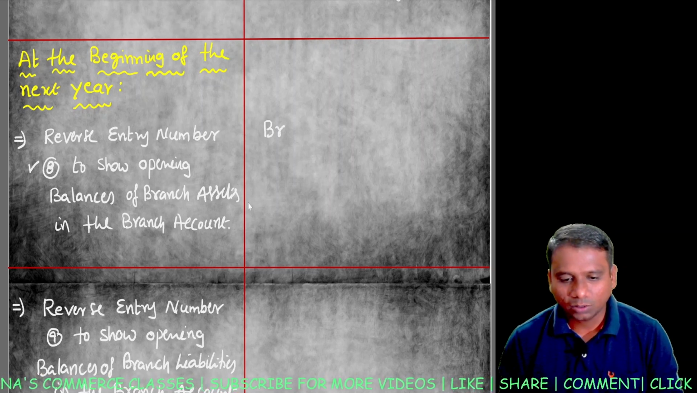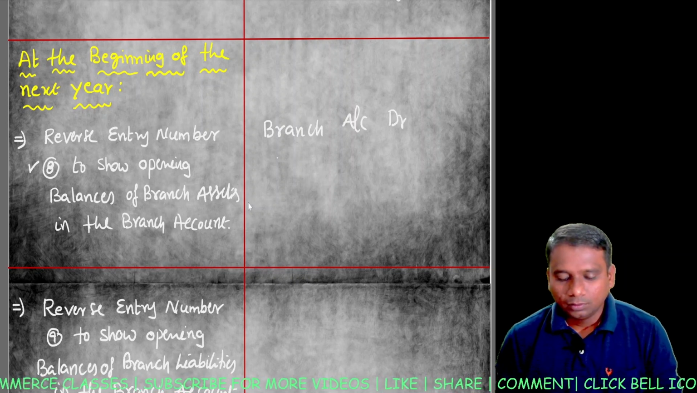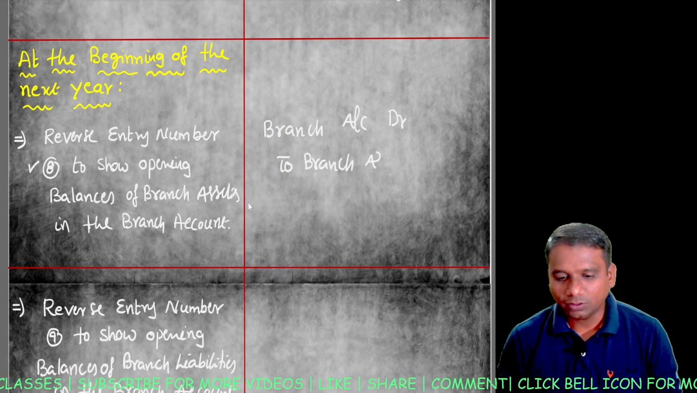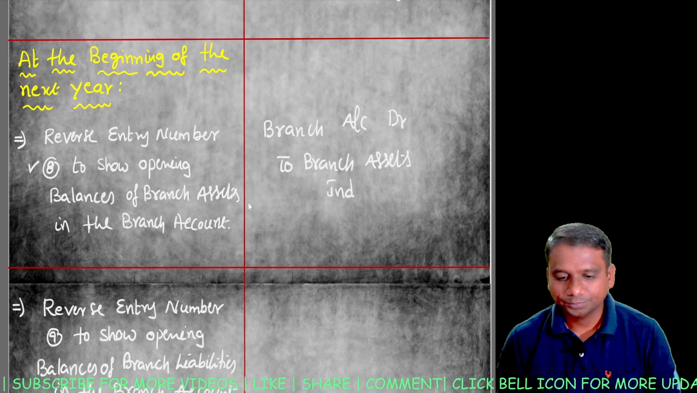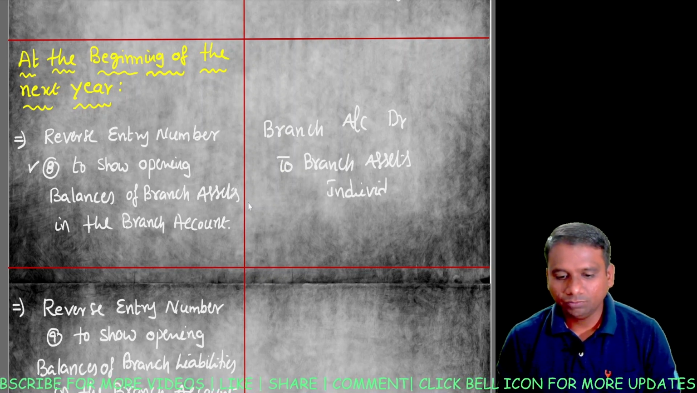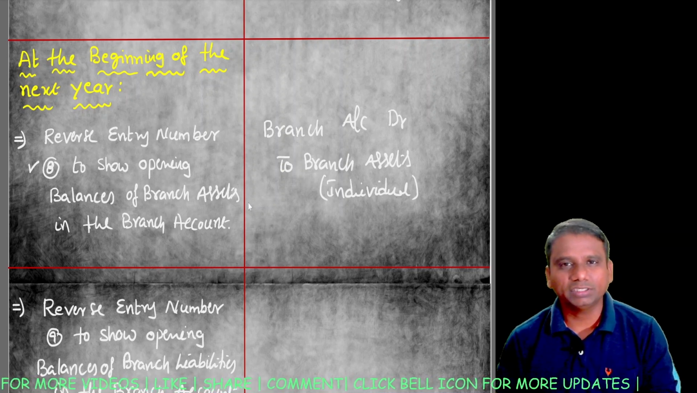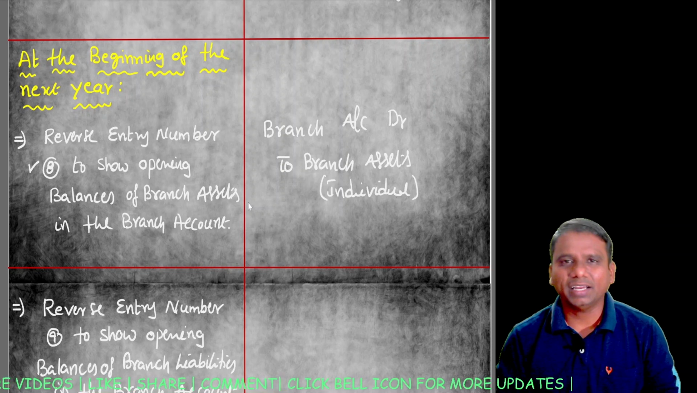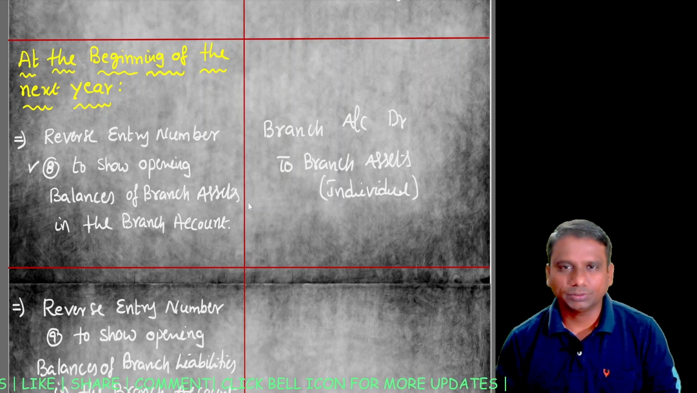Branch account debit to branch assets account. Here we write the individual items. That means assets may be current assets and fixed assets: stock in trade, cash at bank, cash, petty cash, or any fixed assets, or any prepaid expenses. All those things.